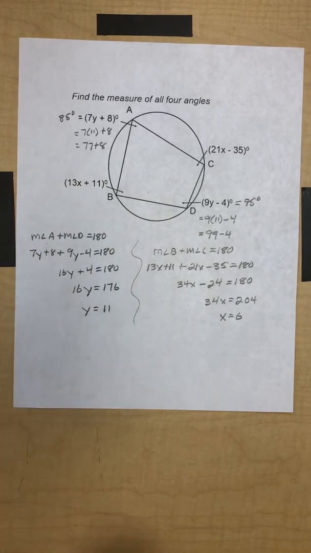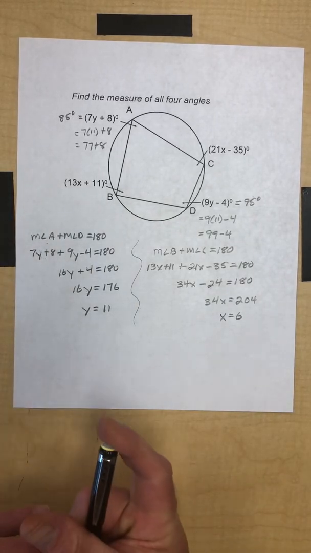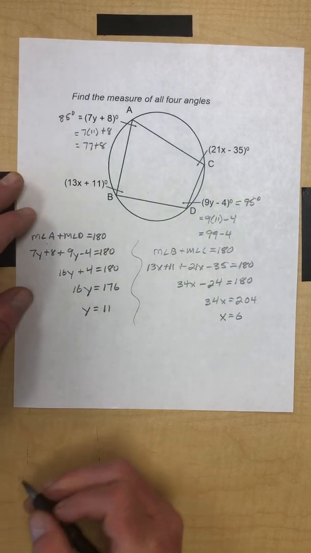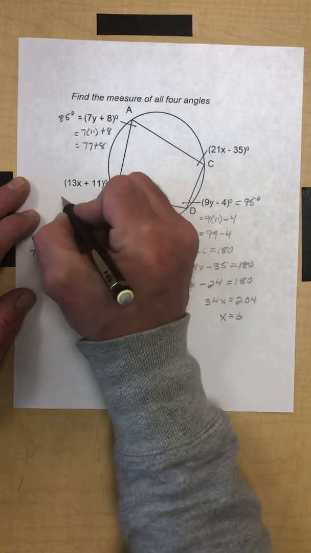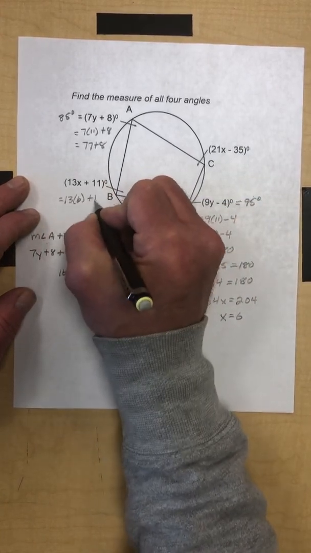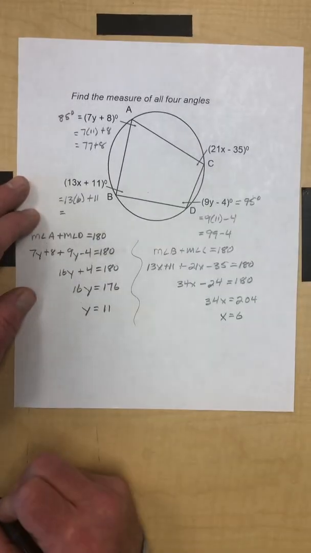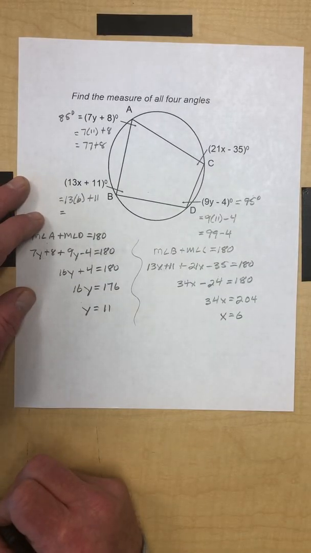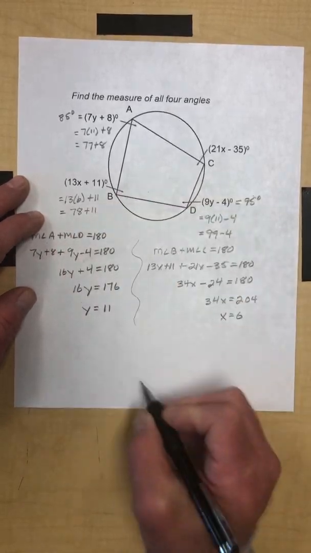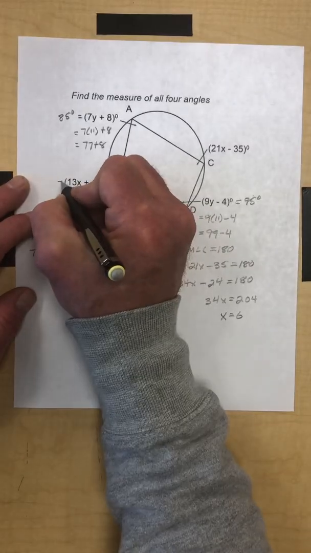Okay, so if x equals 6 is good, that should give us a pair of angle measures that add up to 180 degrees. Let's do angle B first. I have 13 times 6 plus 11. That would be 60 plus 18, so that's 78. 78 plus 11, so I am seeing 89 degrees.